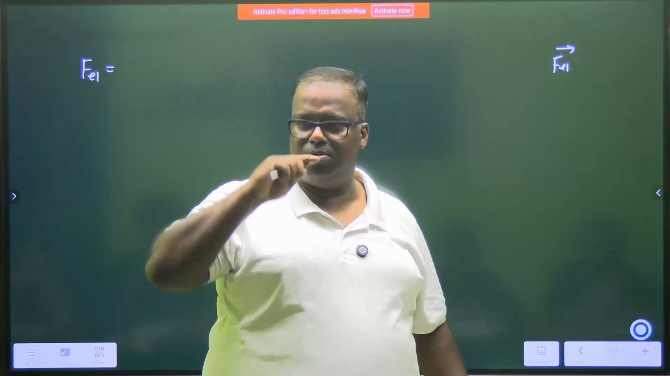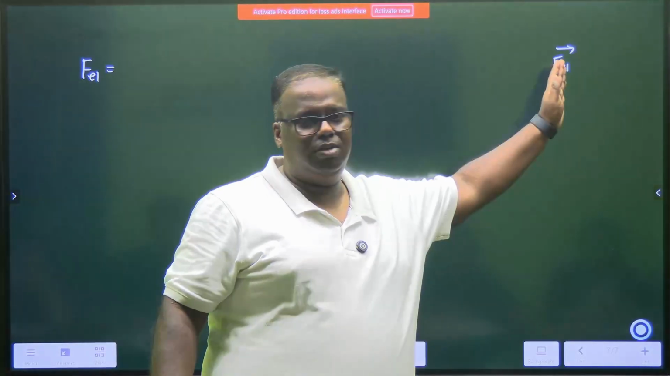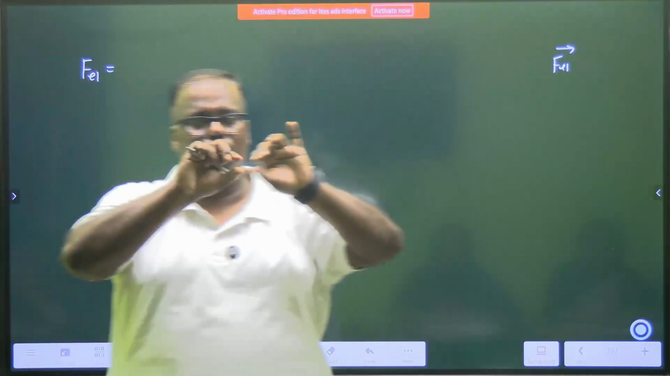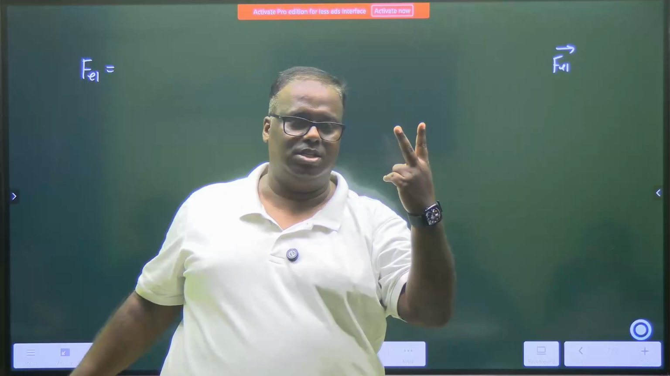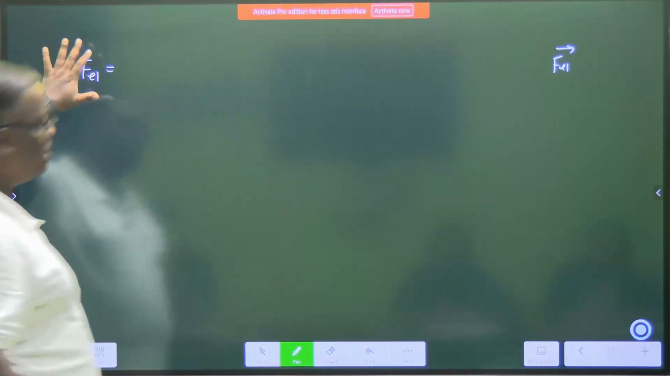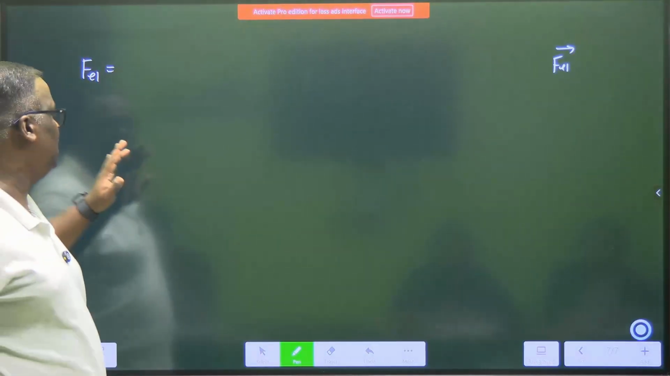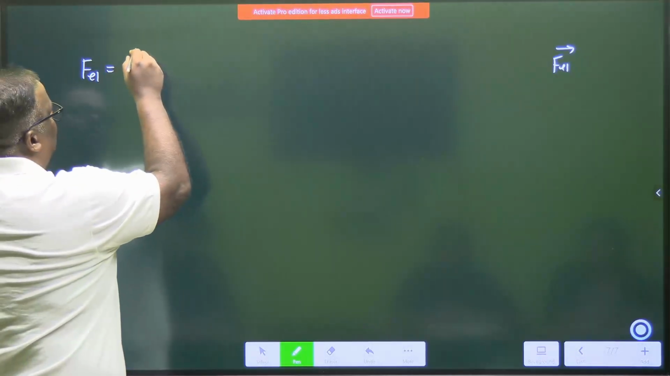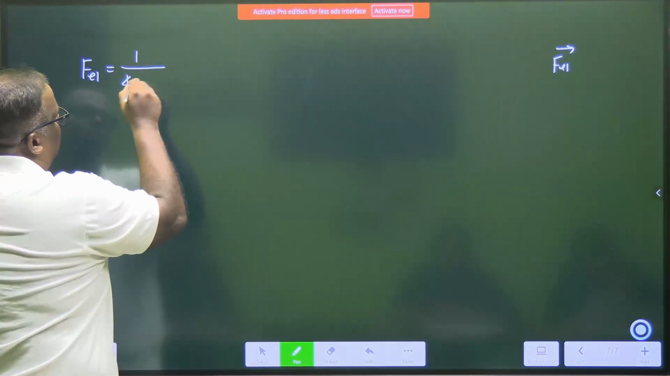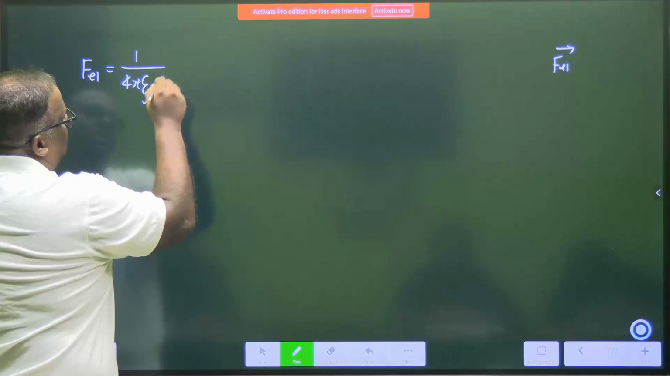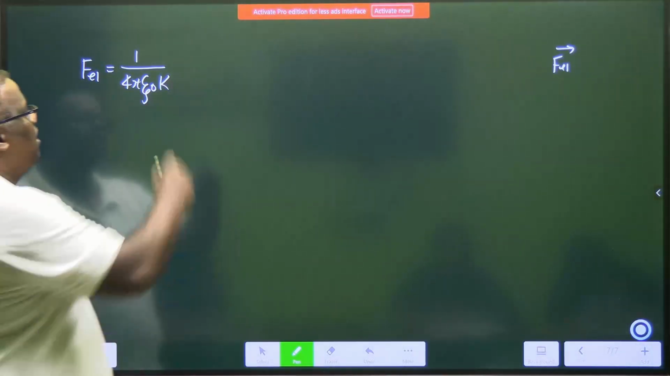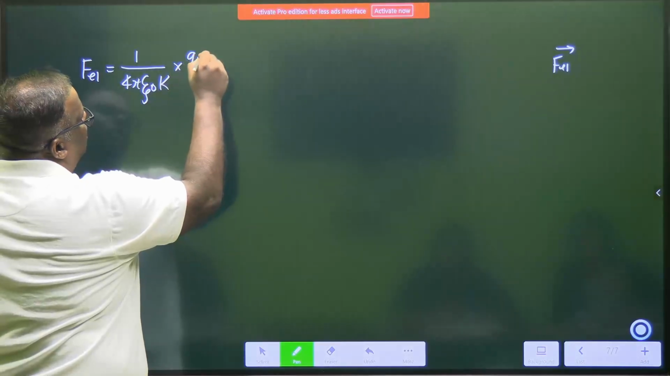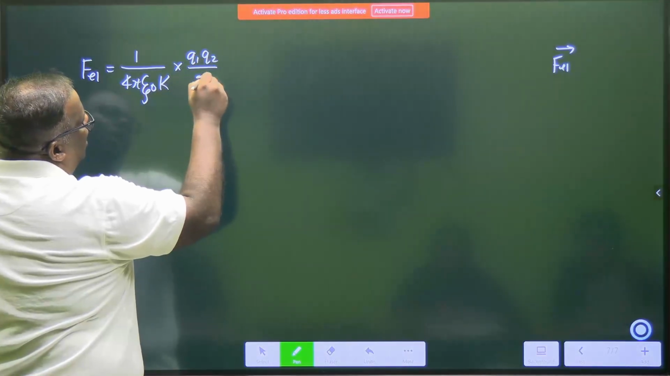In electrostatic force of attraction, you can't expect the force to go at 30 degrees or 40 degrees between two charged entities, because the force will always be along the line joining the two. Because we are having a two charge system, we are not having many. So as of now, I'm restricting myself only to the magnitude part. F electric between two charged particles is 1 by 4 pi epsilon naught K, capital K, where K means dielectric constant, multiplied by the product of Q1 Q2 upon R squared.